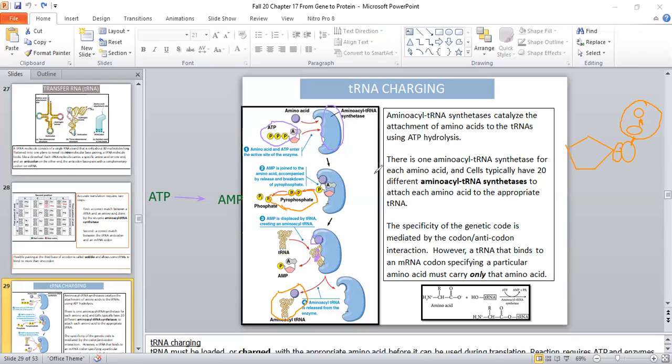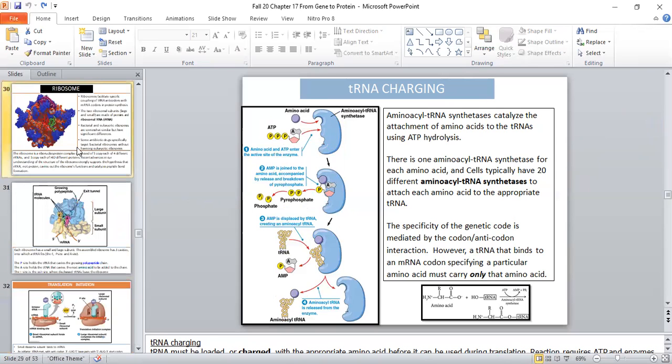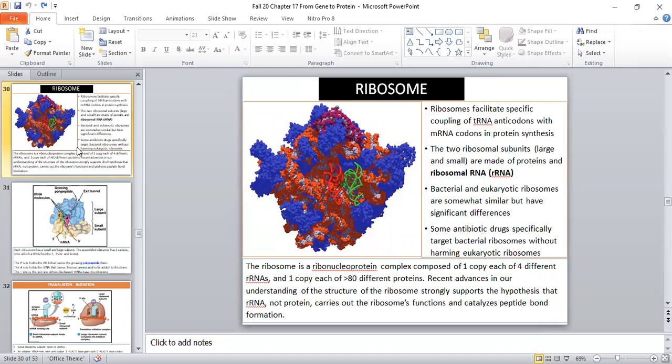Okay. The specificity of the genetic code is mediated by codon-anticodon interaction. You know it, yes? The transfer RNA that binds to the messenger RNA code specifying a particular amino acid must carry only that amino acid. It has to have one particular amino acid. That's all. So this I already told you in the previous slide. So every amino acid is specific to one particular transfer RNA. In general you are talking about codon, but since we are talking about transfer RNA, one particular amino acid is specific for one particular transfer RNA, correct?